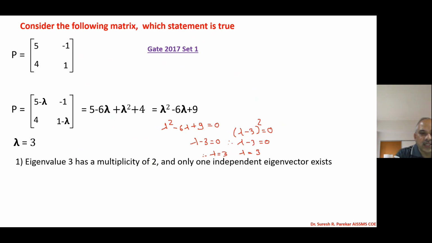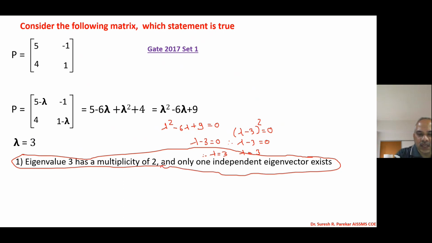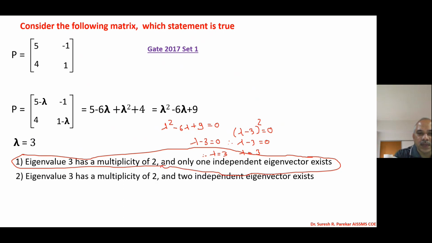And then you can see the statement: eigenvalue 3 has multiplicity of 2 and only one independent eigenvector. So this is the answer to the question. This is the correct answer we have. Now the others: eigenvalue 3 has a multiplicity of 2 and 2 independent eigenvectors. Now we have one independent eigenvector.